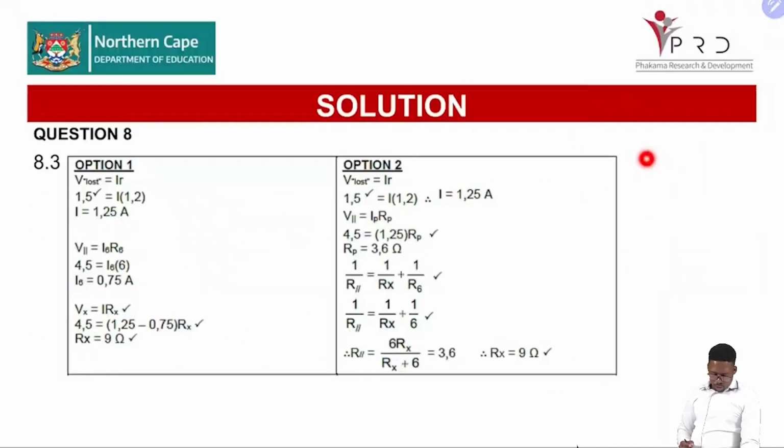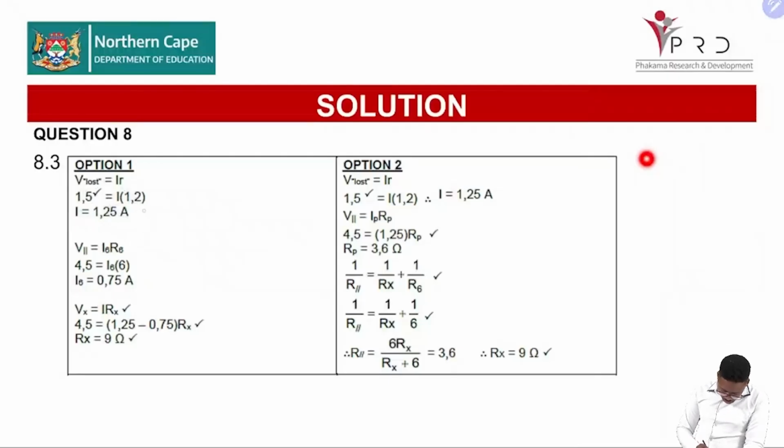So, you can get the total current there and say we use V lost is equal to IR. We know our V lost is 1.5. We know our internal resistance is 1.2. So we divide both sides by 1.2. We could get the total current, which is 1.25 amperes.